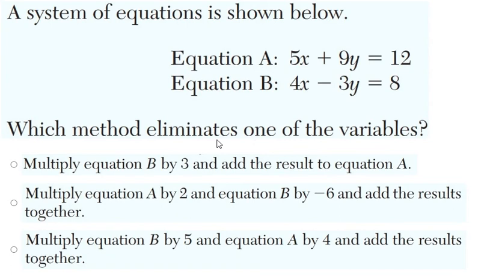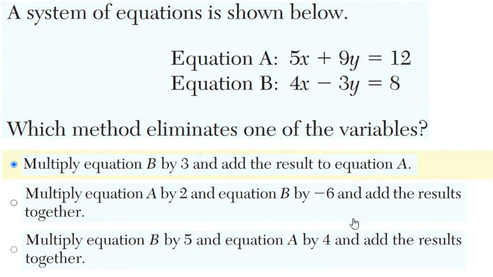So the first one says multiply equation B by 3 and add to A. So let's look at what happens there. When we multiply all this by 3, 3 times negative 3 is negative 9. When I combine 9 with negative 9, the y's fall out, and then I can solve for x. And that's the idea of what we want to be able to do. So in this case, that very first choice happens to be the one that works.